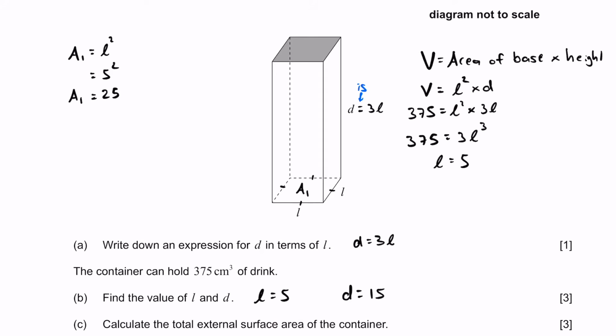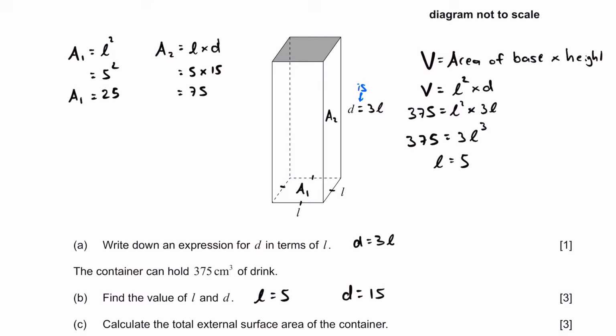Okay. And what about A2? This rectangular face right here. A2 is equal to, what are its dimensions? It's L times 3L, L times D, essentially. And that's going to be 5 times 15. So L times D, and this is 5 times 15, or this is 75. Oops, sorry. No, it's not 75. It is 30, 60, yeah, it's 75.